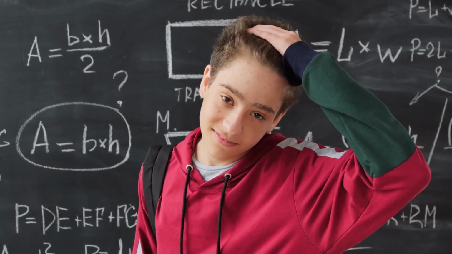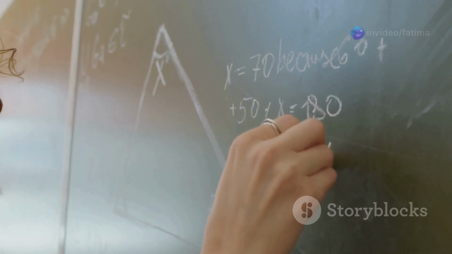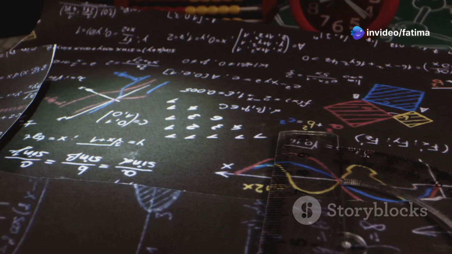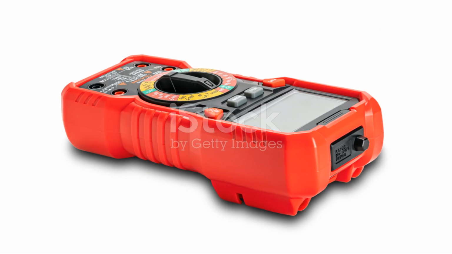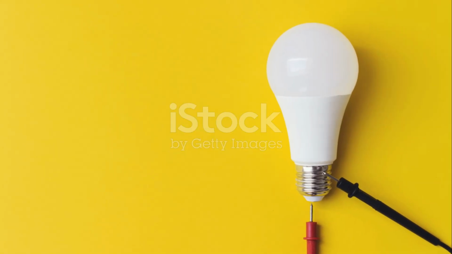Sounds a bit complex, right? Let's break it down with some fun examples. Mathematically, Ohm's law is expressed as I = V/R, where I is the current in amperes, A, V is the voltage in volts, V, and R is the resistance in ohms, Ω.